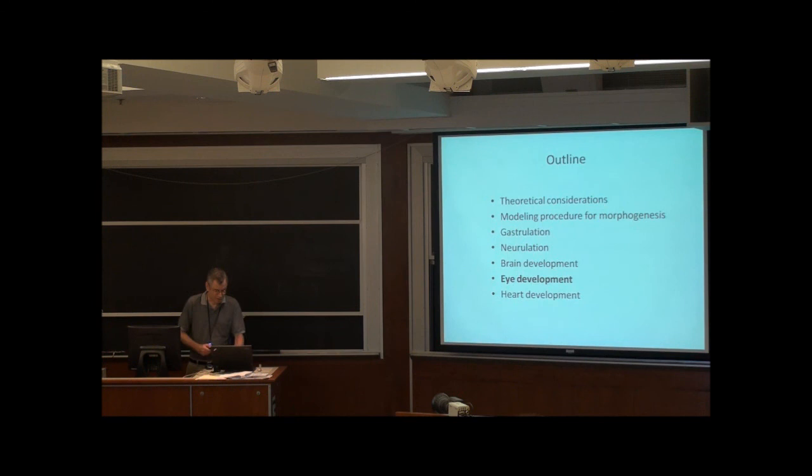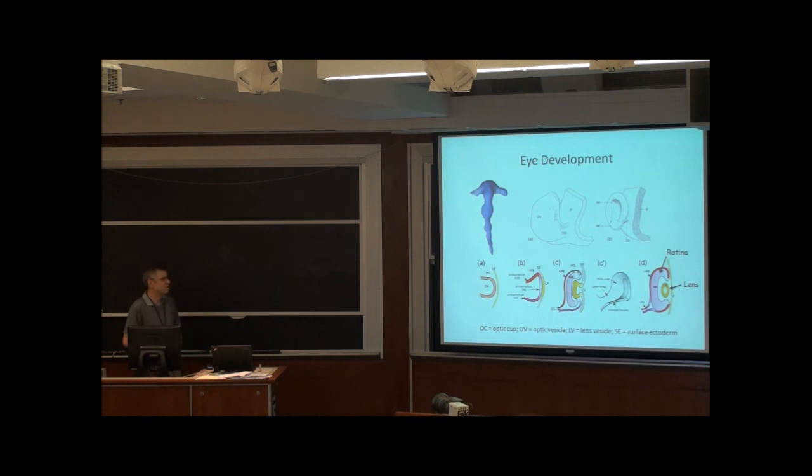Just briefly about eye development. A couple of slides on eye development. This is another interesting mechanics problem. The optic vesicles, again, form on both sides of the forebrain. They are pear-shaped, and then they invaginate like this in three dimensions.